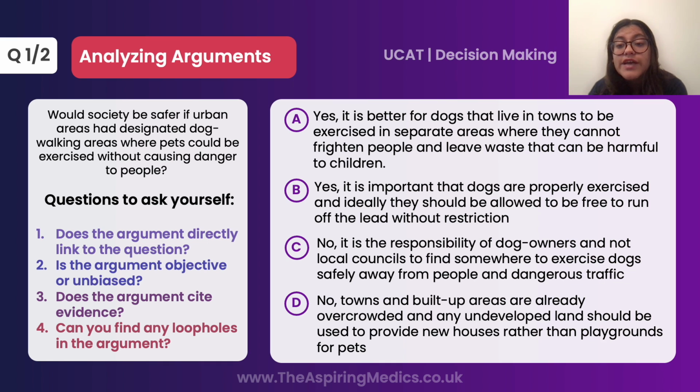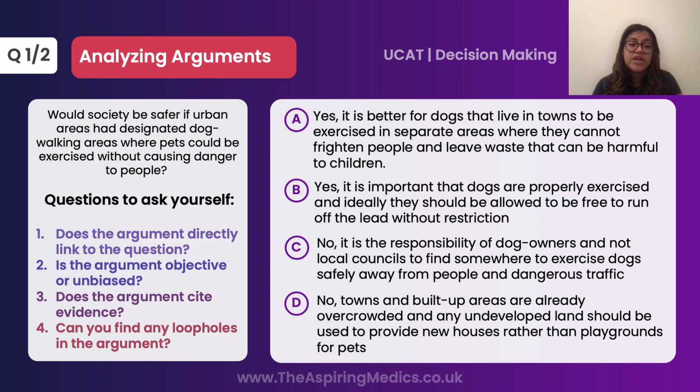And option D is, no, towns and built-up areas are already overcrowded and any undeveloped land should be used to provide new houses rather than playgrounds for pets. Again, while this may be true, it is not relevant to the question because it's talking about overcrowding and not having the space to exercise dogs.